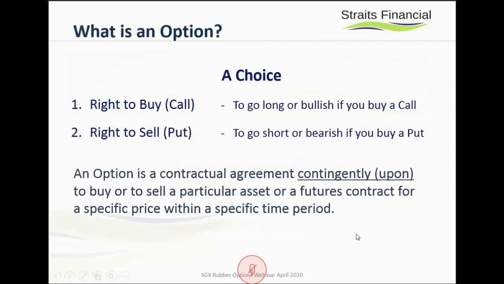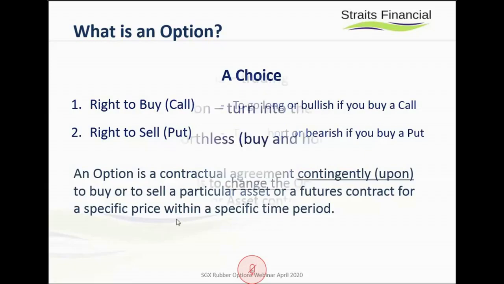But options give you the right to buy if you think that the market is going up. You haven't owned the contract yet; it only gives you the right to buy or the right to sell. If you think that the market is going down, then you buy a put option. So the definition of an option is basically a contractual agreement to buy or sell a particular asset, which is the underlying futures contract, at a specific price, within a time frame. So there's always an expiration date on the option.